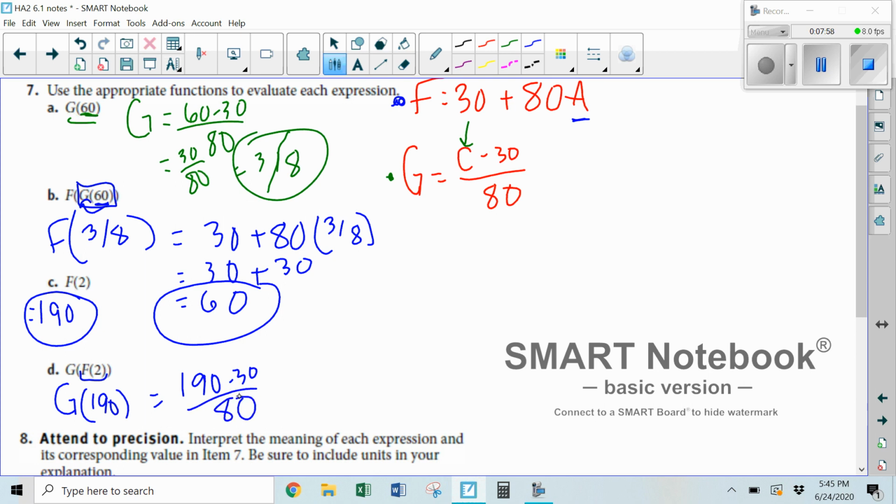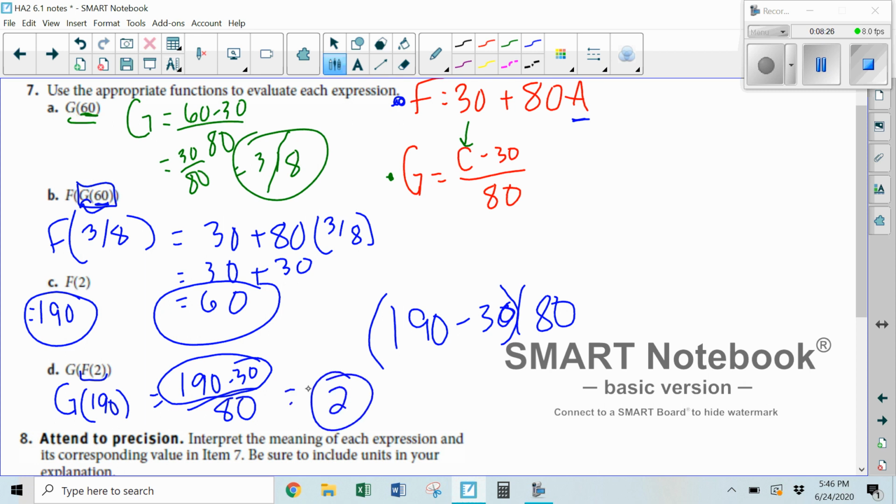Be careful if you type this into your calculator. Watch real quick. This will give you an error if you type 190 minus 30 divided by 80. That will not give you the right answer because, take a look here, all of this is being divided by 80. And when you type it this way, only the 30 is being divided by 80. So you must type all of the top divided by 80. Make sure you're doing that correctly in your calculator. Your answer should be 2.